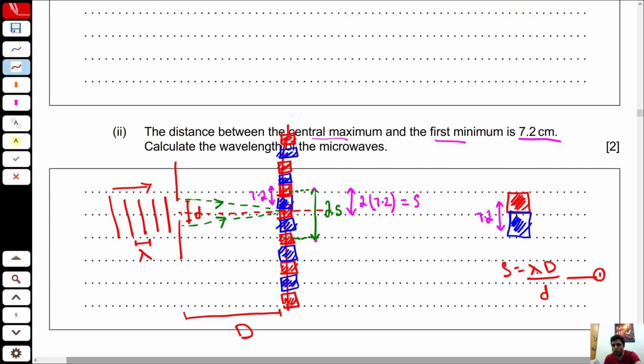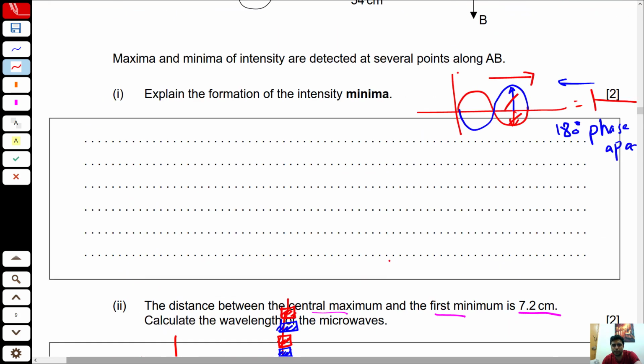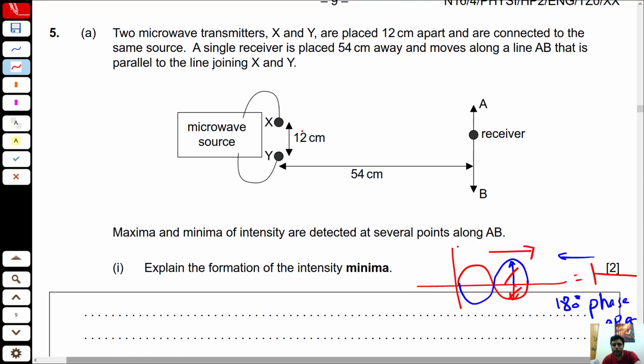So we just need to find the wavelength. So make wavelength the subject. Just rearrange the equation. Small d goes up there, so lambda equals S d over capital D. Plug in all the numbers. This S is equal to 2 times 7.2 centimeter. And small d is the slit separation. So how much is this slit separation? If we go back, 12 centimeter is the slit separation.